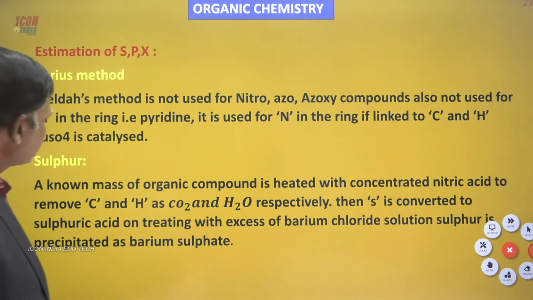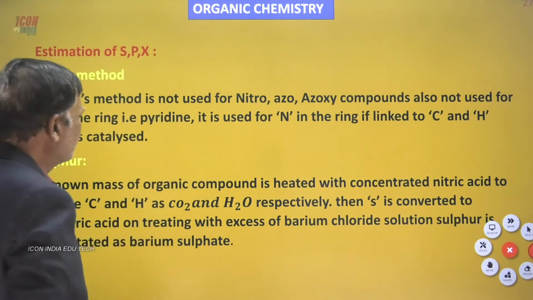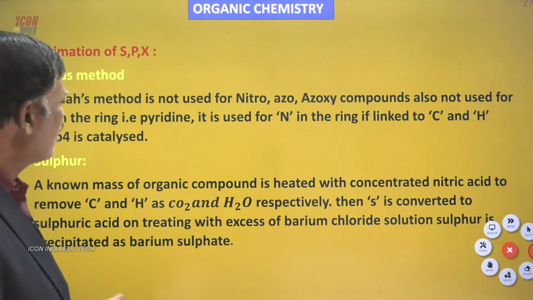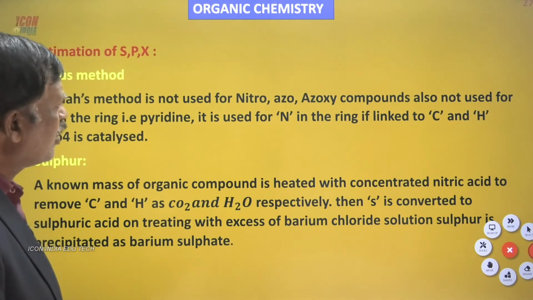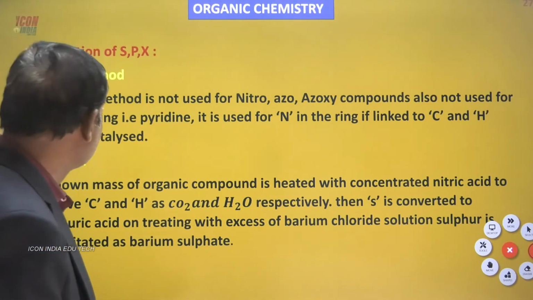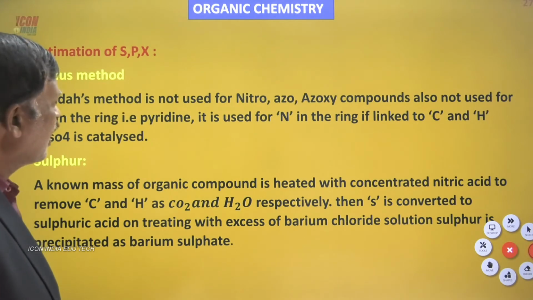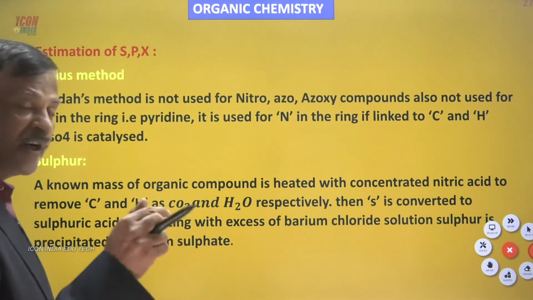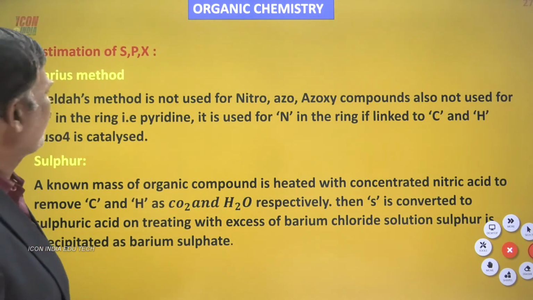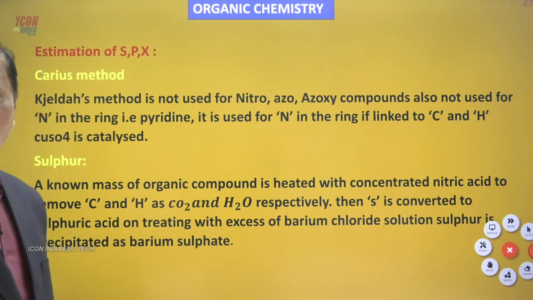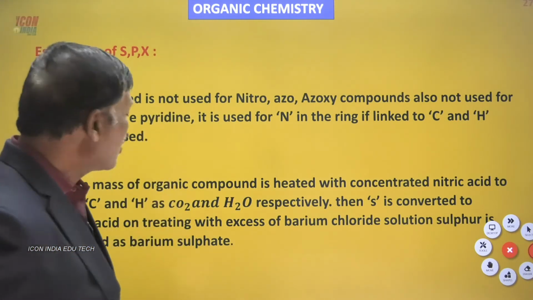Anyway, just note down this point also. Kjeldahl's method is not applicable for nitro compounds, azo compounds and azoxy compounds. Also, it is not applicable for compounds containing nitrogen in the ring like pyridine. Okay. So, why is it so? Why is it not applicable for such compounds?